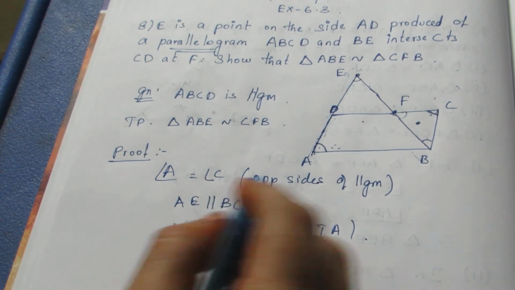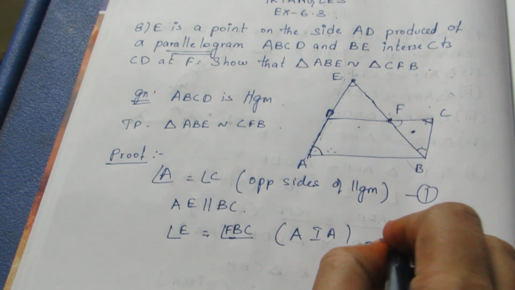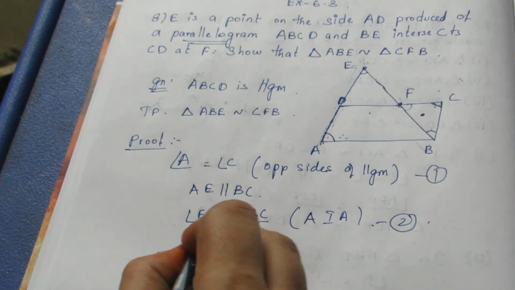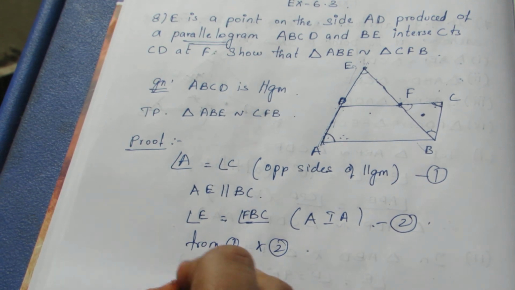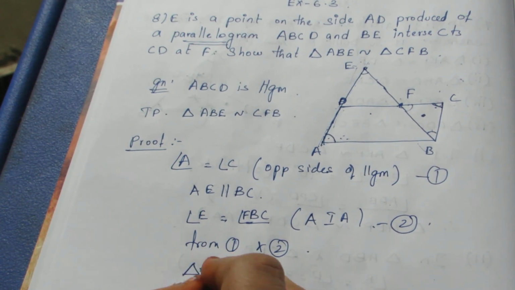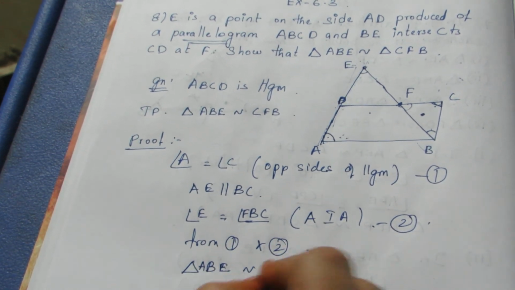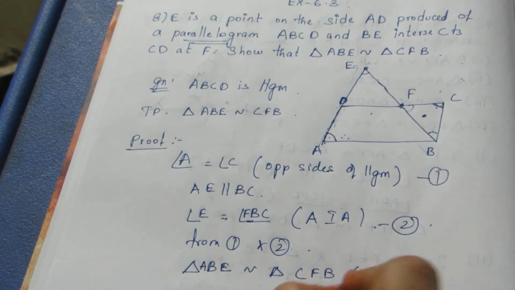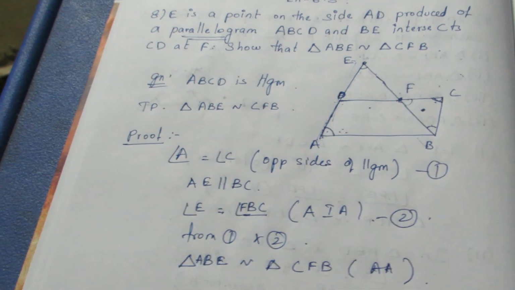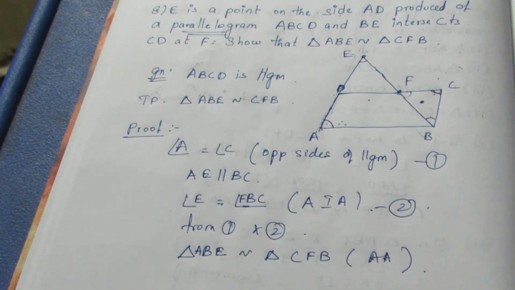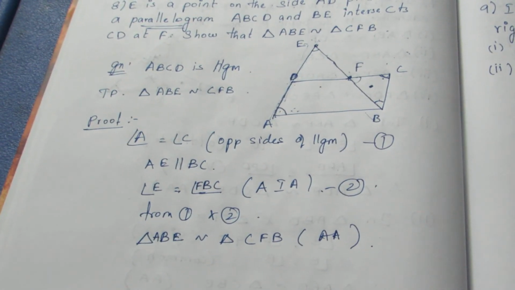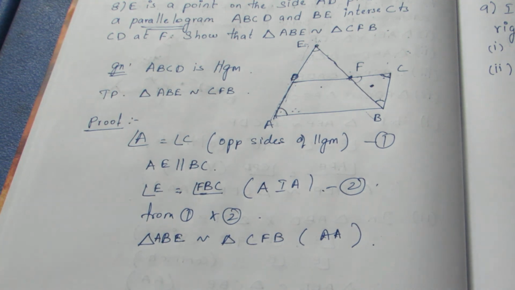We can say by 1 and 2, from 1 and 2 we can say the two triangles are similar. We have proved that two triangles are similar with the AA similarity criterion because we have proved two angles to be equal in the two triangles. So they are similar by AA criterion. That's all with the sum. Thank you.